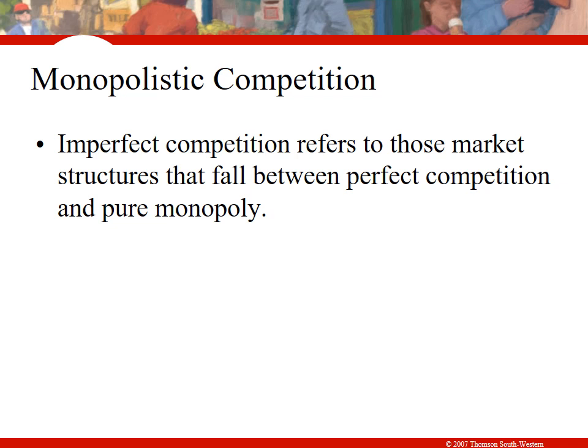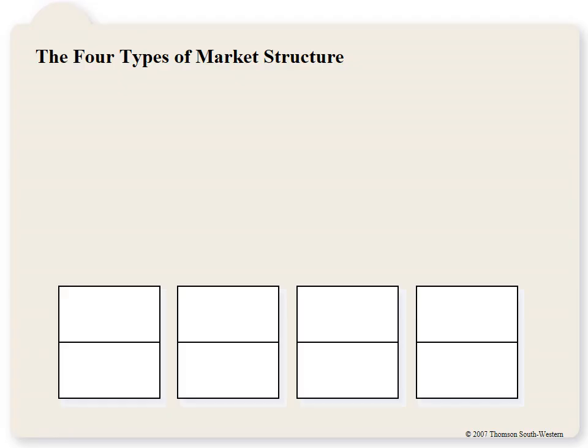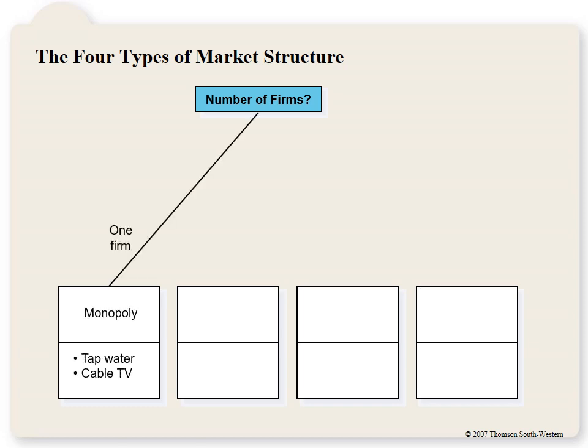As we've looked at before, we're talking about imperfect competition. These are market structures that fall between perfect competition and a pure monopoly, so monopolistic competition and oligopoly. We've done this before, so I'm going to go through this quickly, but just to remind you, when you're looking at your four market structures, you have to start by asking, how many firms are there? If there's just one firm, clearly that's a monopoly. If there are just a few of them, clearly that's an oligopoly.